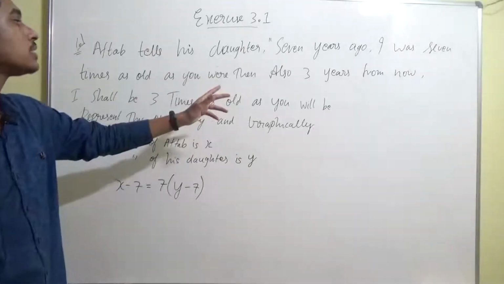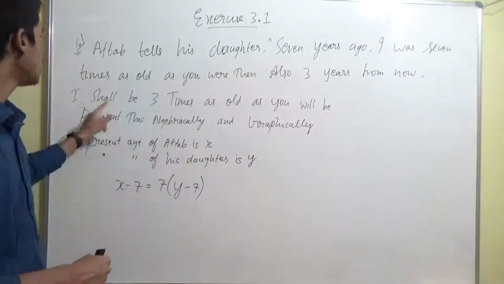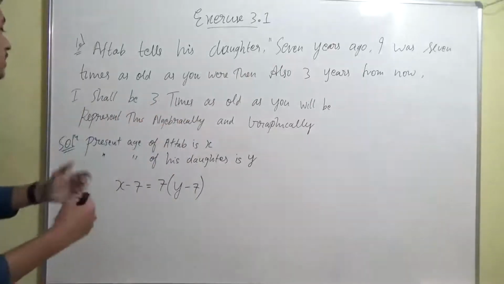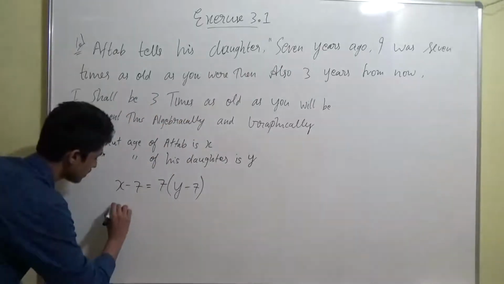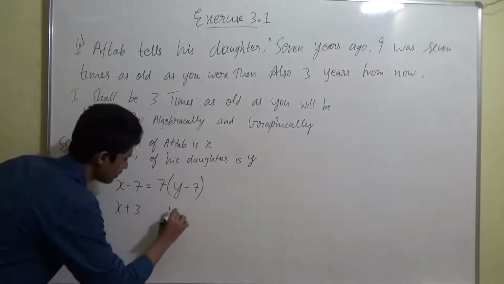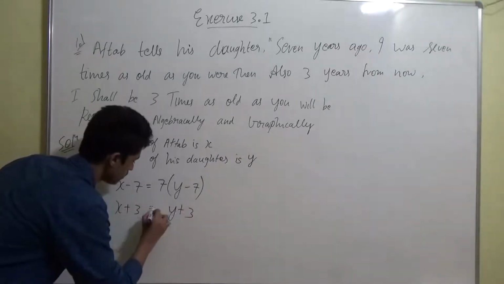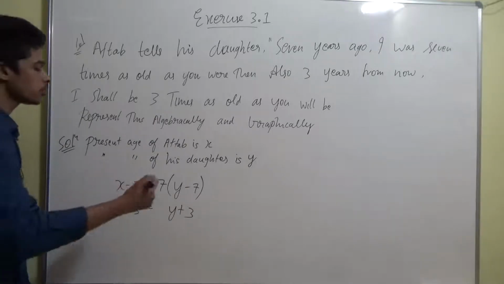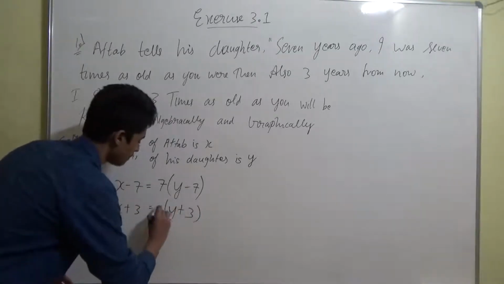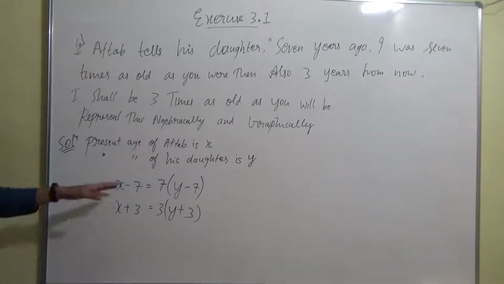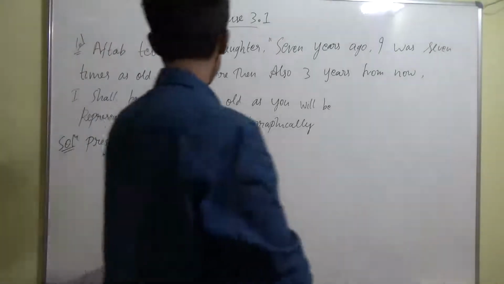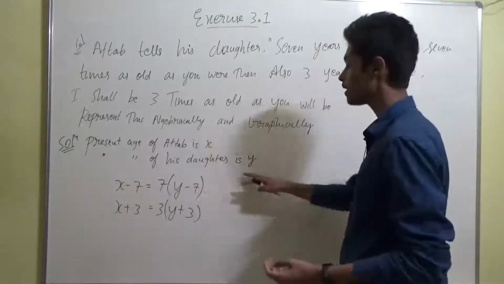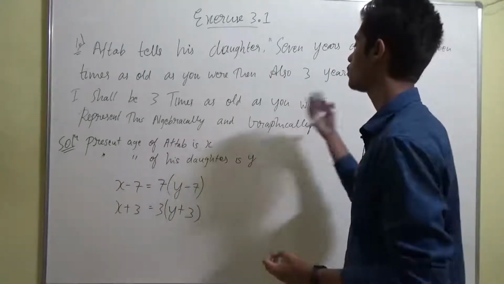And the second equation is, 3 years from now I shall be 3 times as old as you will be. Let's again do the same thing, guys. 3 years plus means y plus 3, x plus 3. He is telling 3 years from now he is going to be 3 times as old as she is going to be at that time. So it is 3, right? Now these are the two equations, guys. We have to first expand these equations and then we can do it graphically.